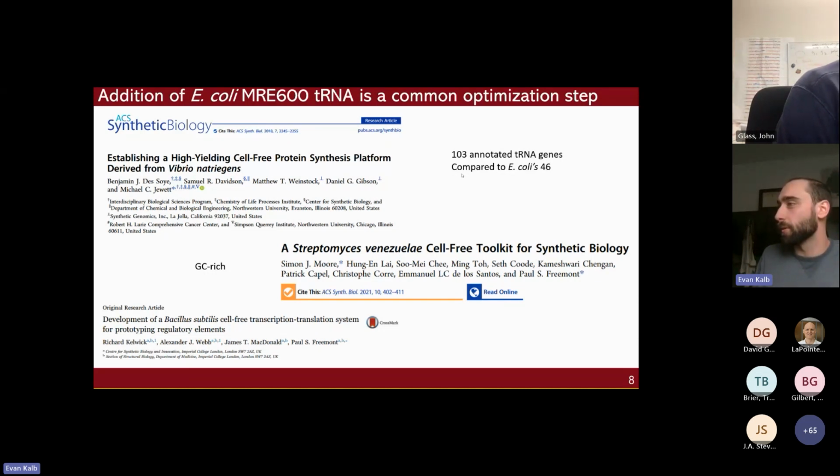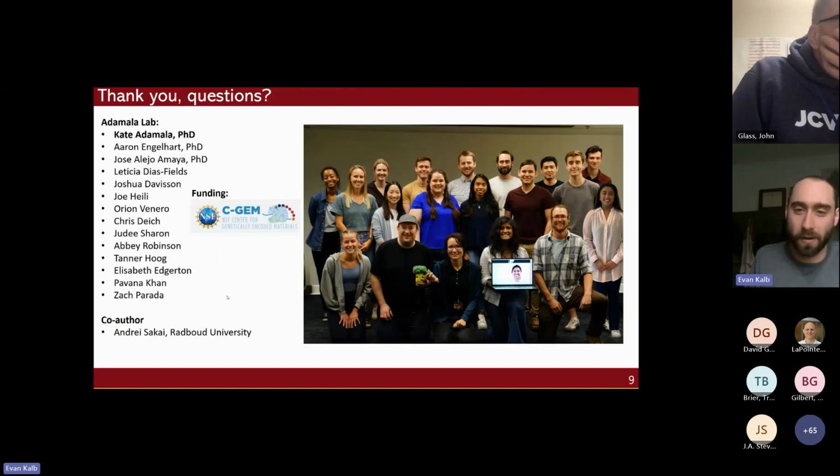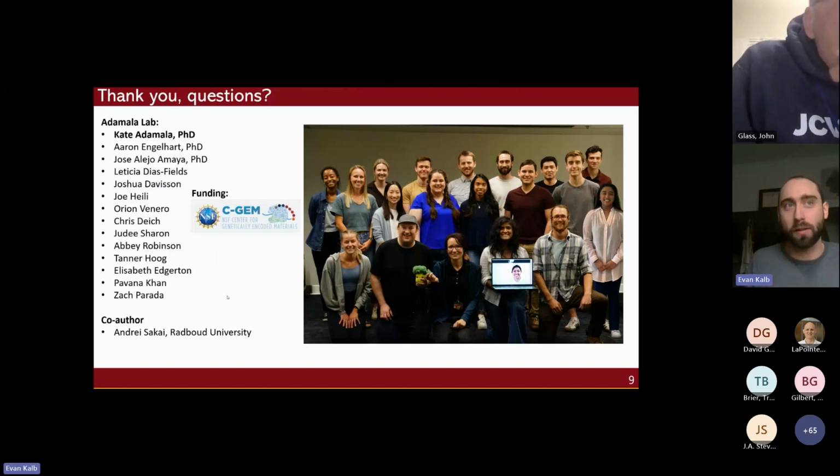Streptomyces venezuelae is another interesting look. It's GC rich, and that is going to intrinsically have a different codon optimization than E. coli, but of course, they still doped in E. coli MRE600 tRNA. And then Bacillus subtilis is another example where tRNA has been doped in with varying levels of success. So ultimately, I think this project illustrates the importance of utilizing native or at least near-native tRNA in your cell-free translation systems.